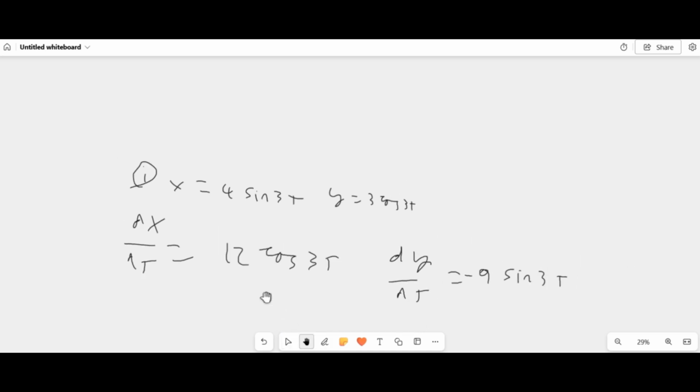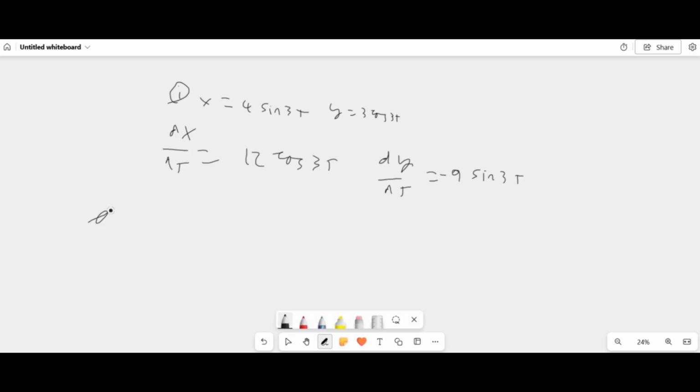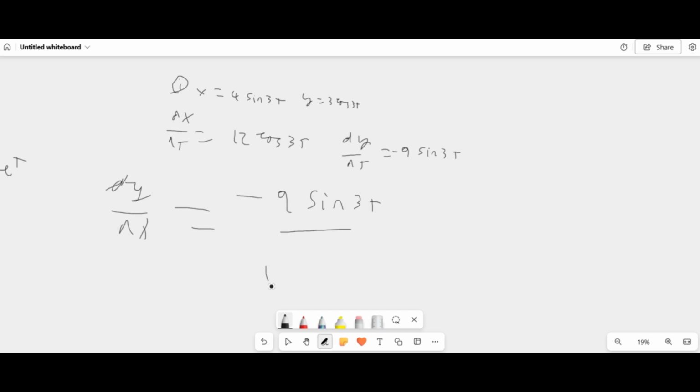Then obviously for dy over dx, you need to do dy over dt over dx over dt. So minus 9 sin 3t, that's dy over dt, over 12 cos 3t. 9 over 12 is going to be 3 over 4. So negative 3 over 4, and sine over cos is tan here.